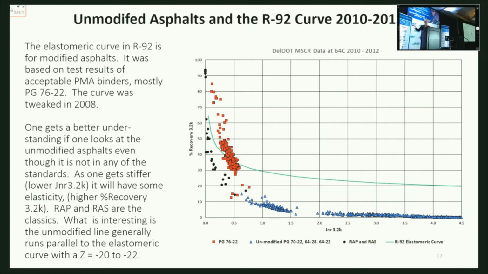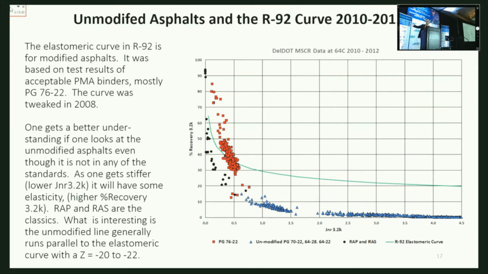But going back to Greg's, is your 64E the same as your grandfather's 76? Look, they are different. Some are way below the elastomeric line. They were happily called 76s and people bought them and used them. Some are way up here. Now these black circles, which actually run parallel, are RAP. RAP is basically an oxidized asphalt, and so it just follows along as an unmodified binder.